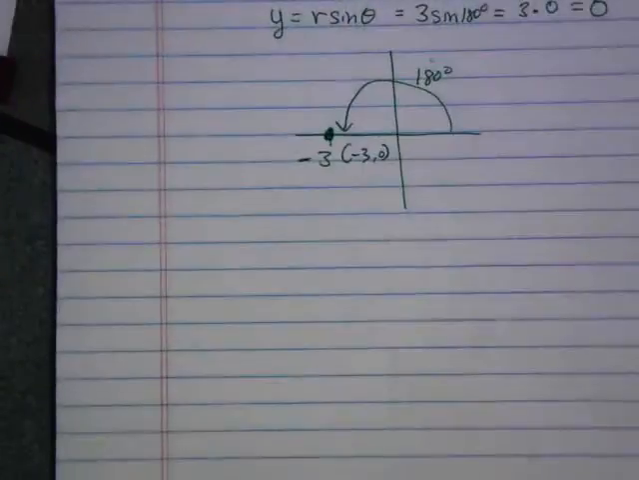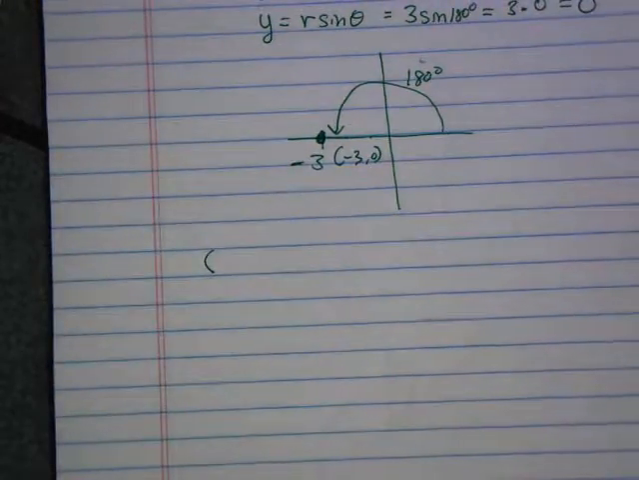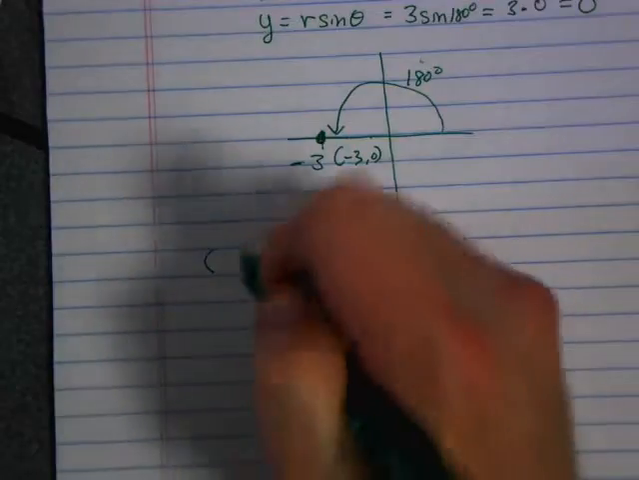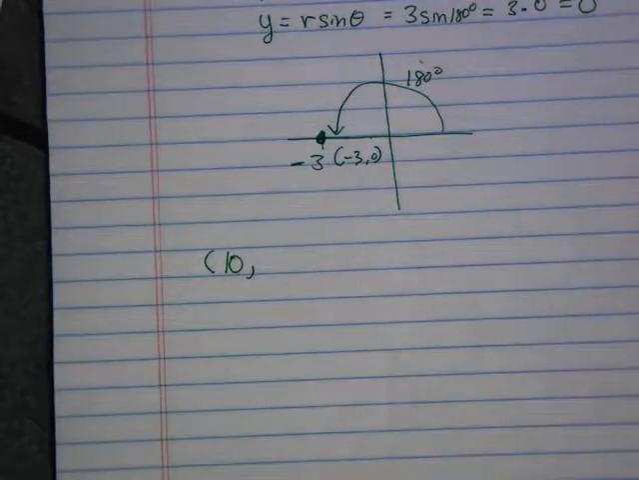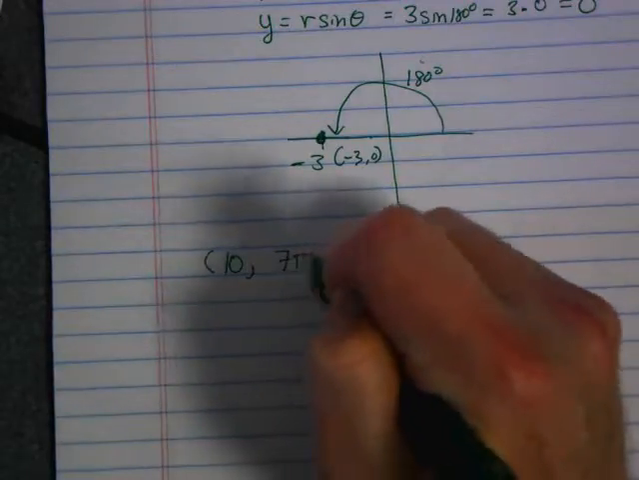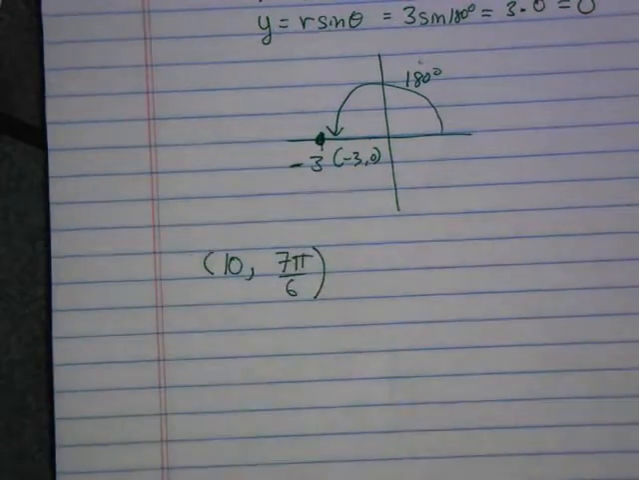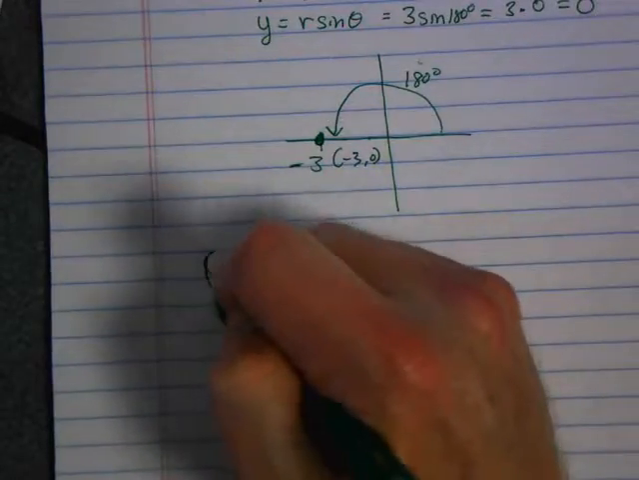All right, give me another polar point. Give me an R number. 10. Give me an angle in radians. Just to make it interesting, how about we get out of quadrant 1? So we'll go 7 pi over 6. And again, the directions is convert to rectangular.